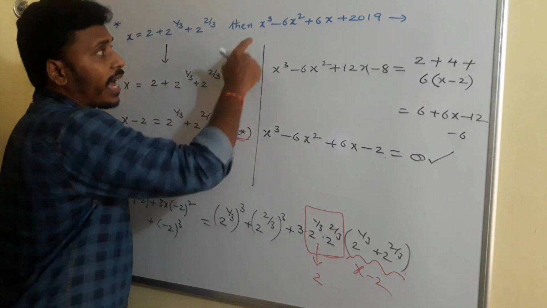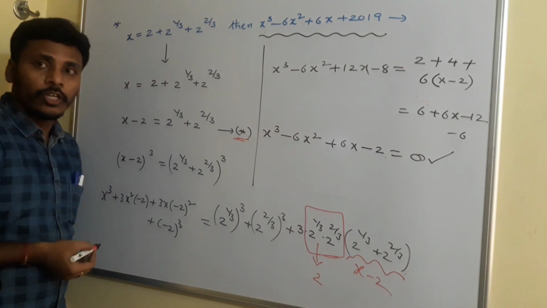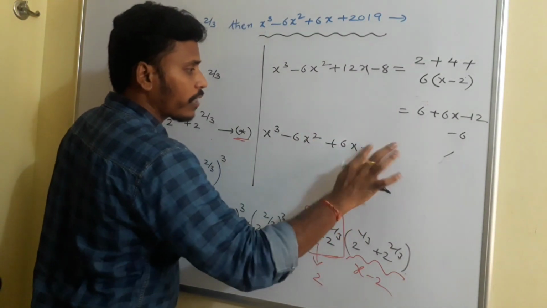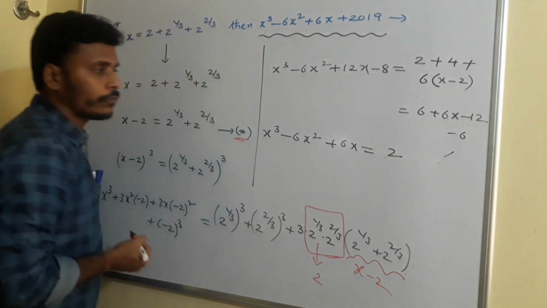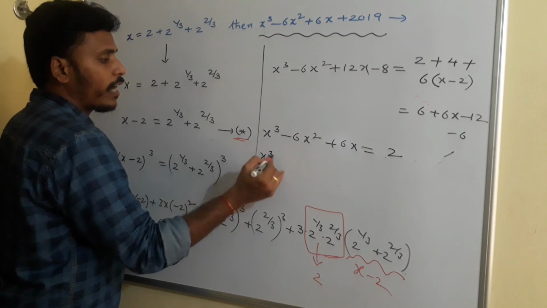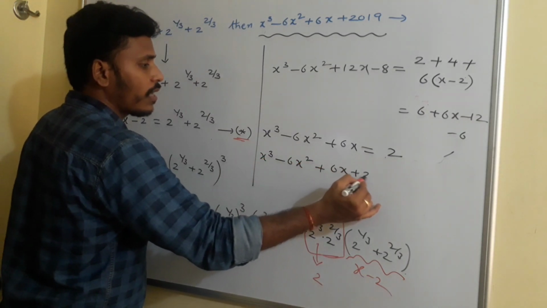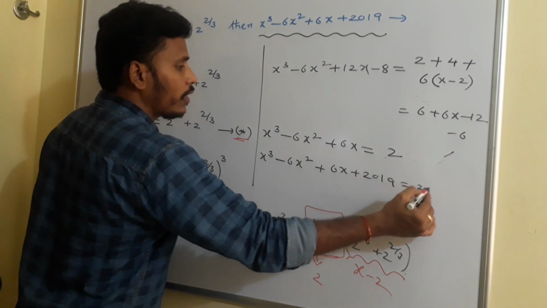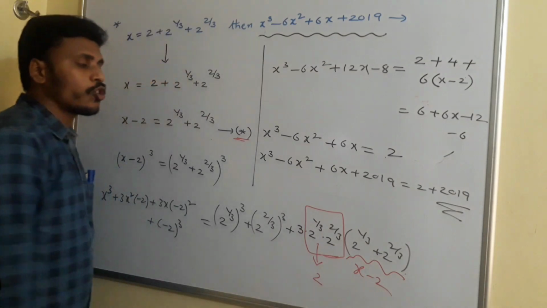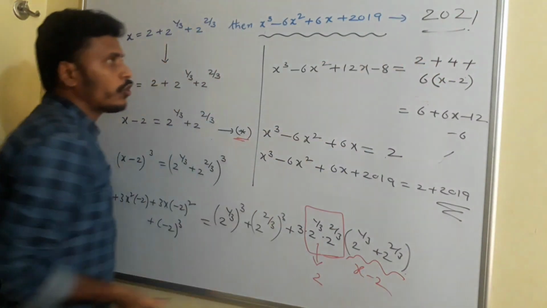But what I need? I need x cube minus 6x square plus 6x plus 2019. So to find that value, again send this to right side. It becomes like this is equals to 2. Now we need this value plus 2019. So add 2019. x cube minus 6x square plus 6x plus 2019 is equals to 2 plus 2019. And this 2 plus 2019 is 2021. And your answer for this problem is 2021.